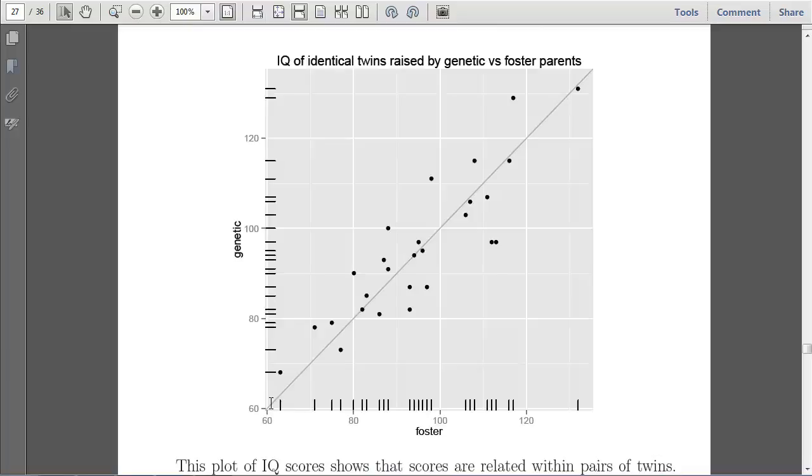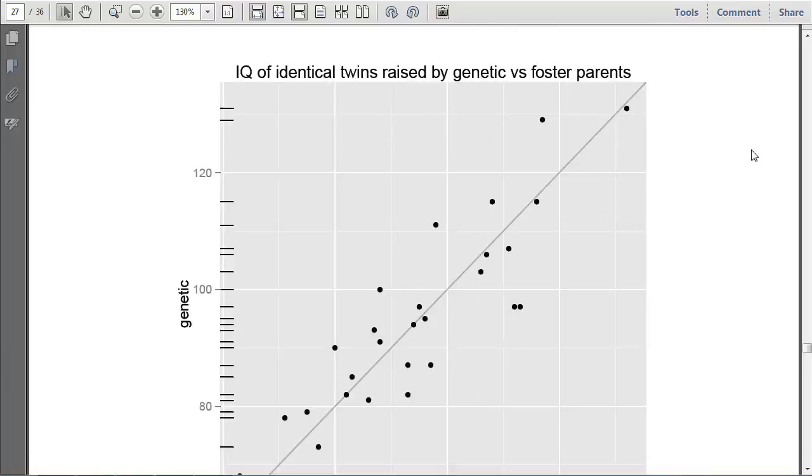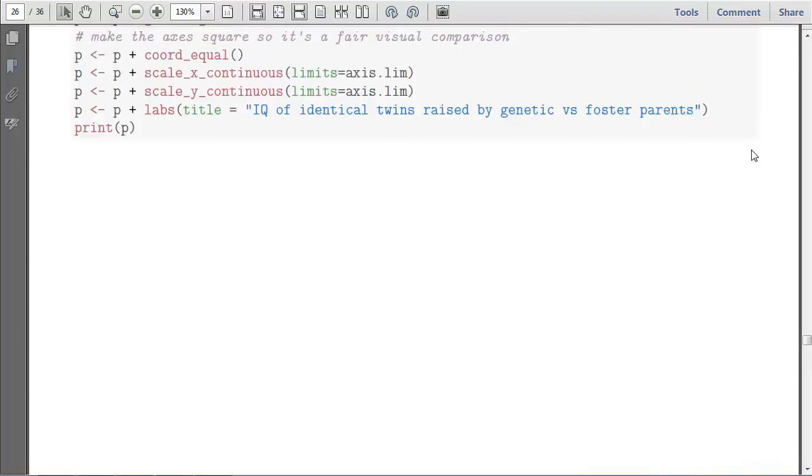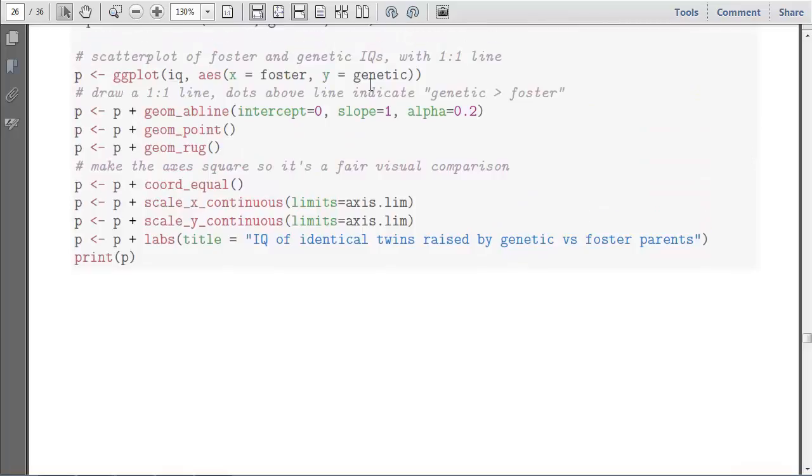So I now have this diagonal 45-degree line, and this is a reference line just to point out that if the IQ scores are the same between foster and genetically raised twins, then we should expect the points to fall along this line. And for the most part, they do. So far we have evidence that where you're raised doesn't matter as much as your genetics for IQ. So let's scroll up and take a look at what we did in ggplot to make that work.